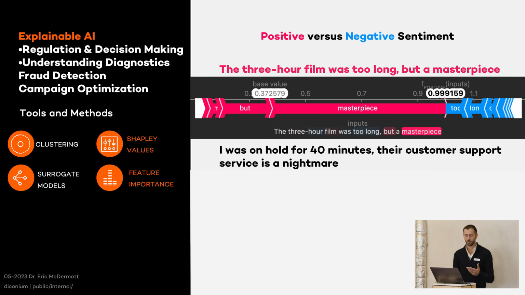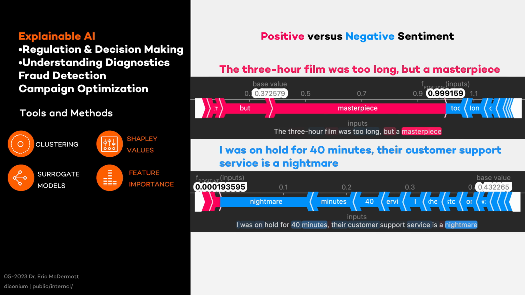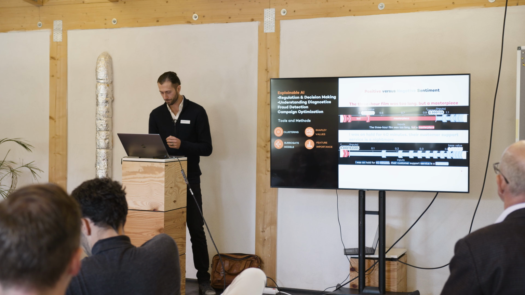On another example, which is a little more straightforward, I was on hold for 40 minutes. Their customer support service is a nightmare. That is pure negativity. And the model indeed classifies it like that. And you can see it's driven completely to the negative direction with the word nightmare being the key word there. So you can see that this is just a way that we can start looking into the models. These are very important when we are thinking regulatory and decision making, like, do we trust this model, what it's doing? This is a way that we can look under the hood and see that it makes sense.